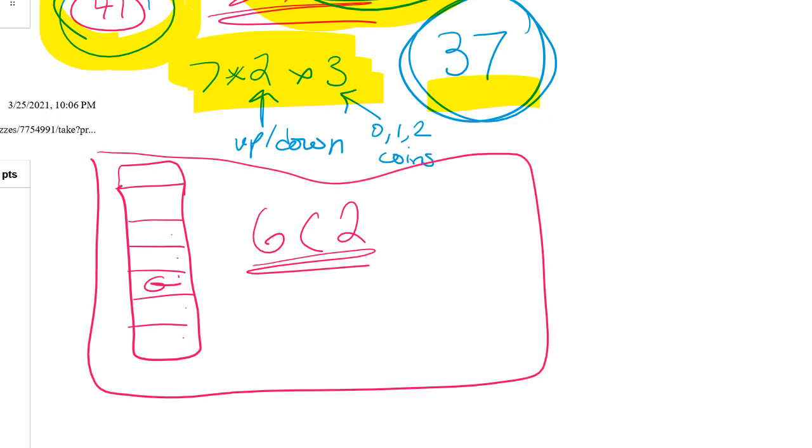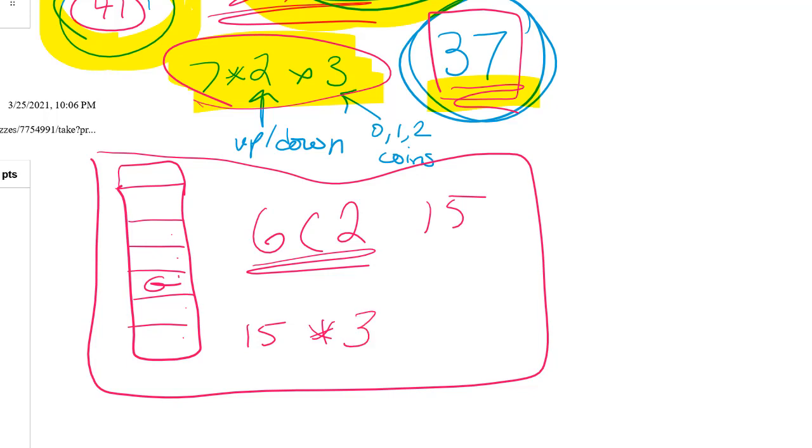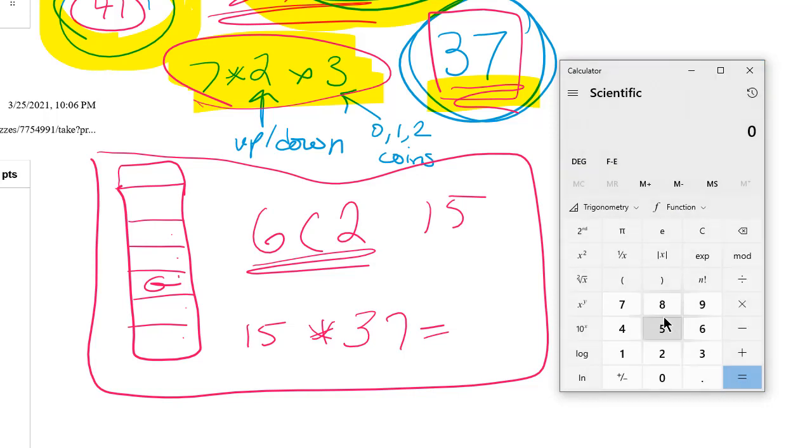So 6 choose 2 is 15. And so that means there's 15 different ways to pick any 2 of these free squares. And so really the number of states that we want is 15 times the 37 we have up here, which equals 15 times 37 equals 555.